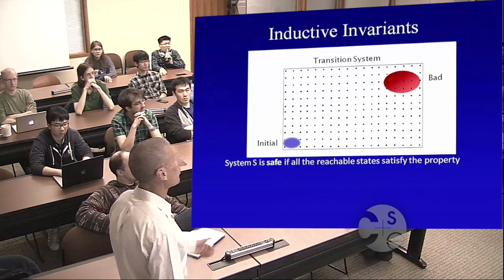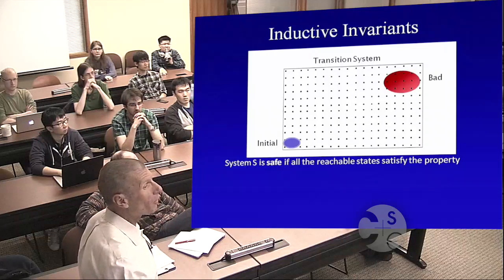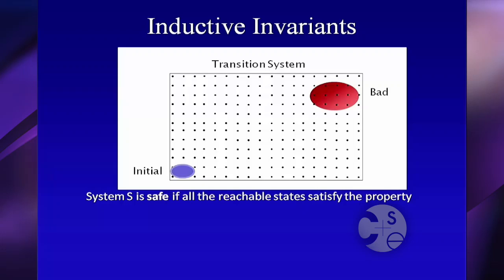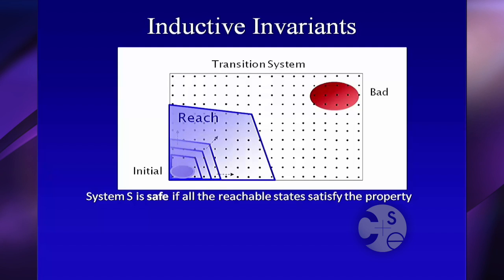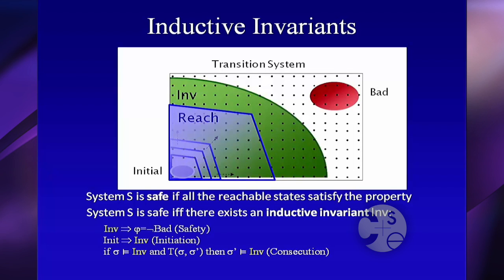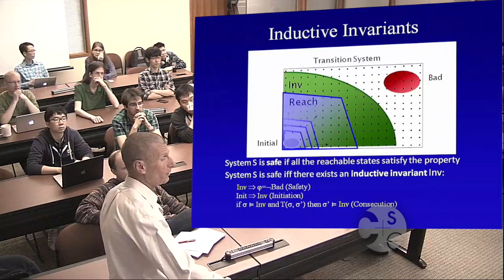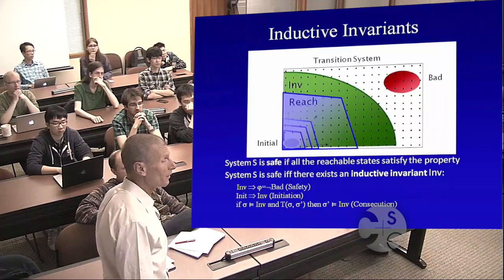The idea is I look into a program, and the program is represented by a transition system. It's an infinite graph with nodes, and the system starts with the initial state, and every time you execute another step, and these are the states which are reachable. Now, we want to find an invariant which is inductive. So what is an inductive invariant? It covers the reachable states, and it follows three properties. First of all, it doesn't intersect with the bad states, so the invariant derives the safety property.